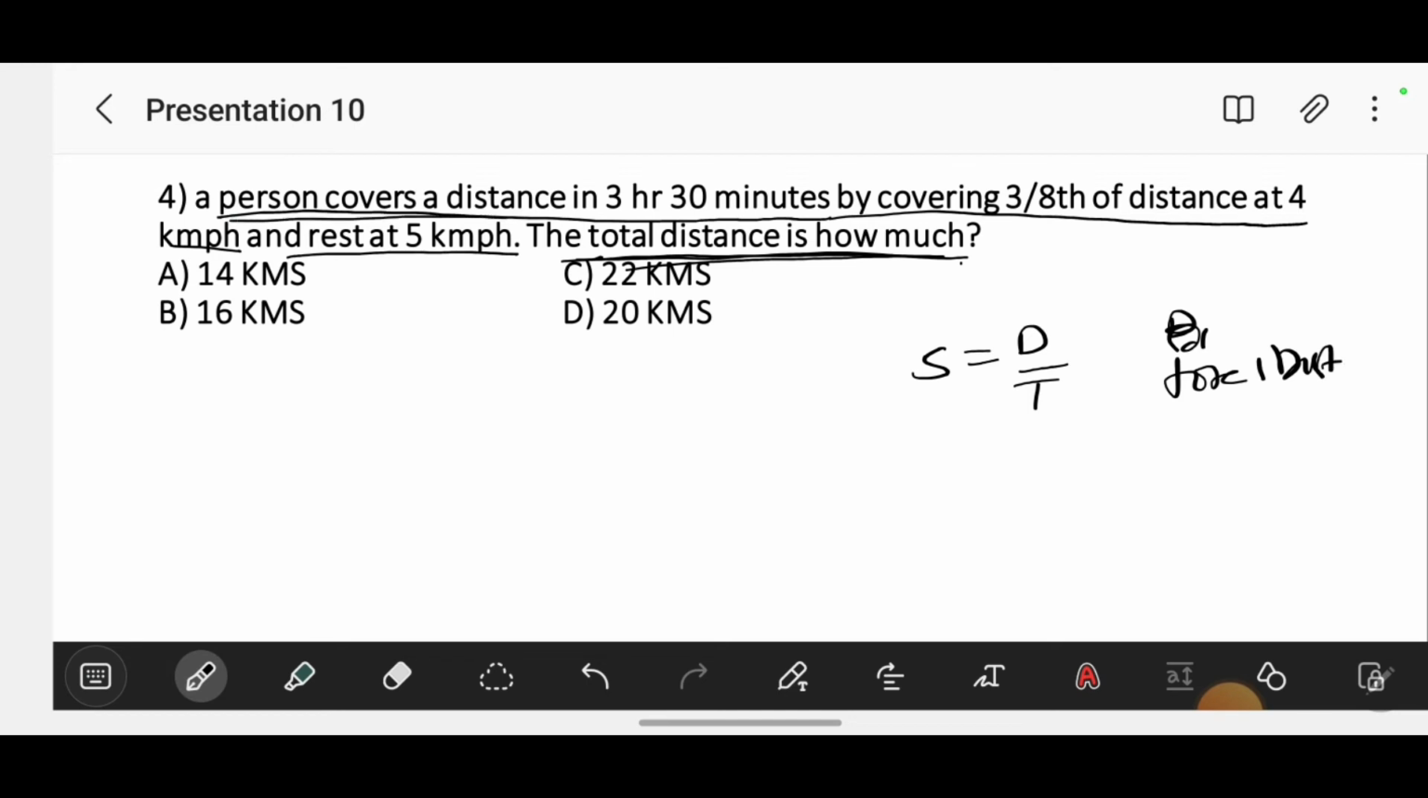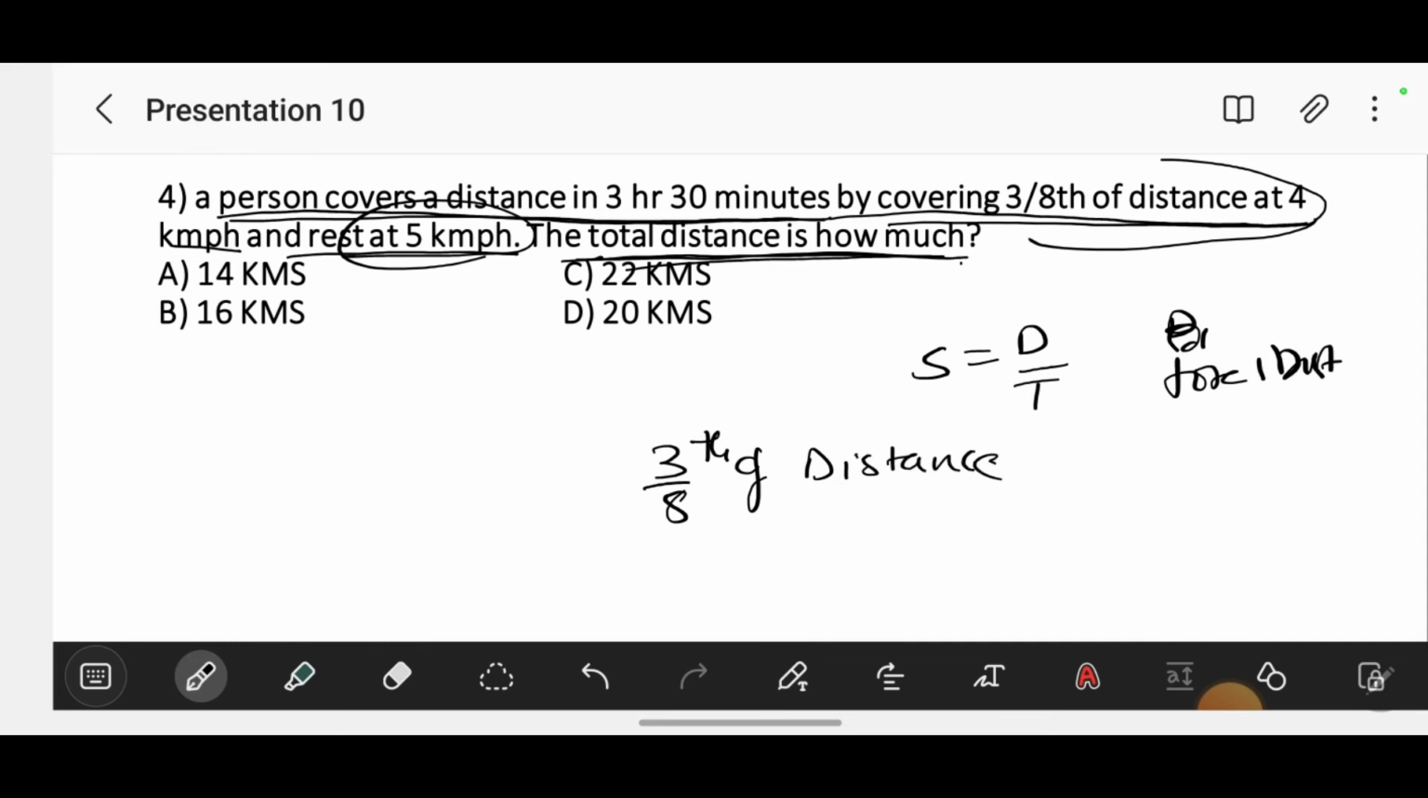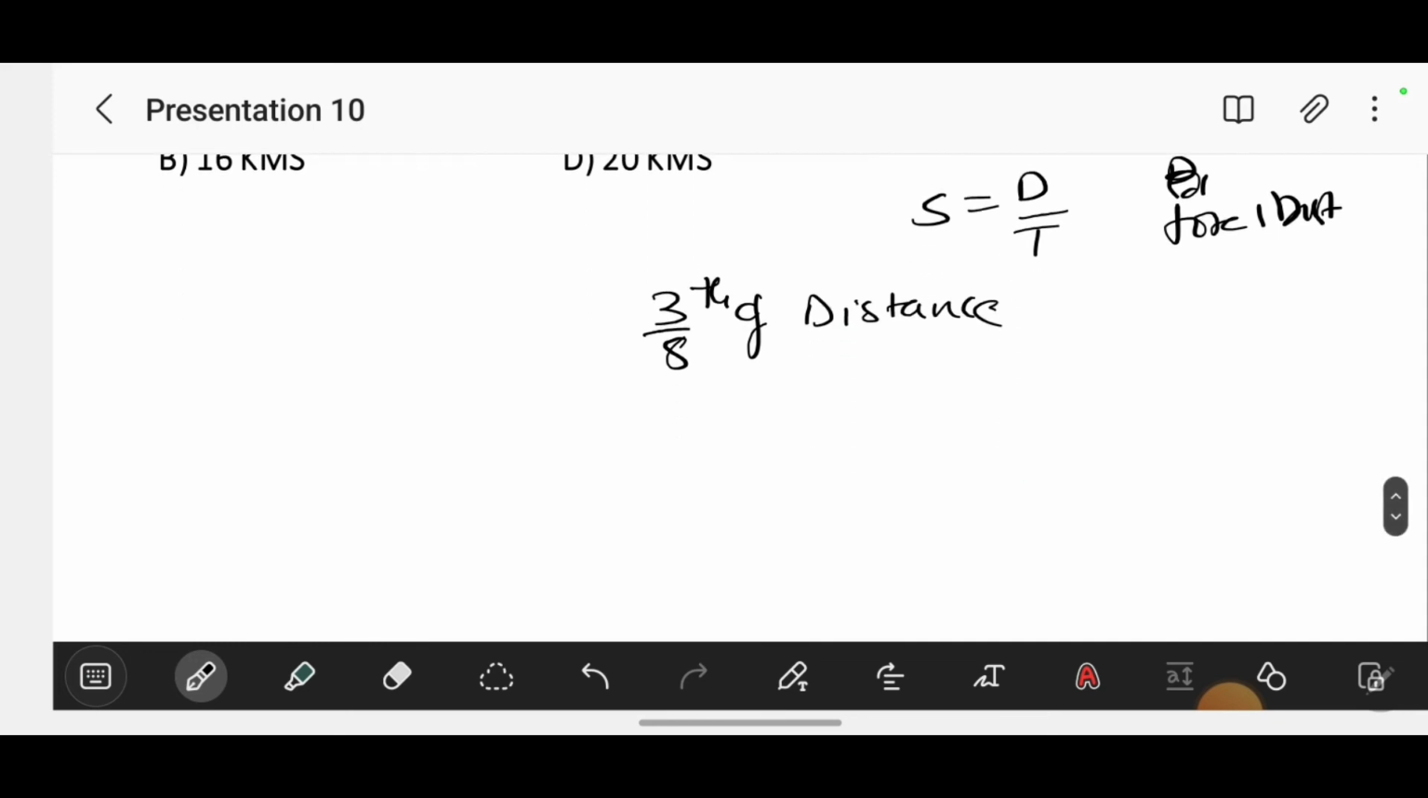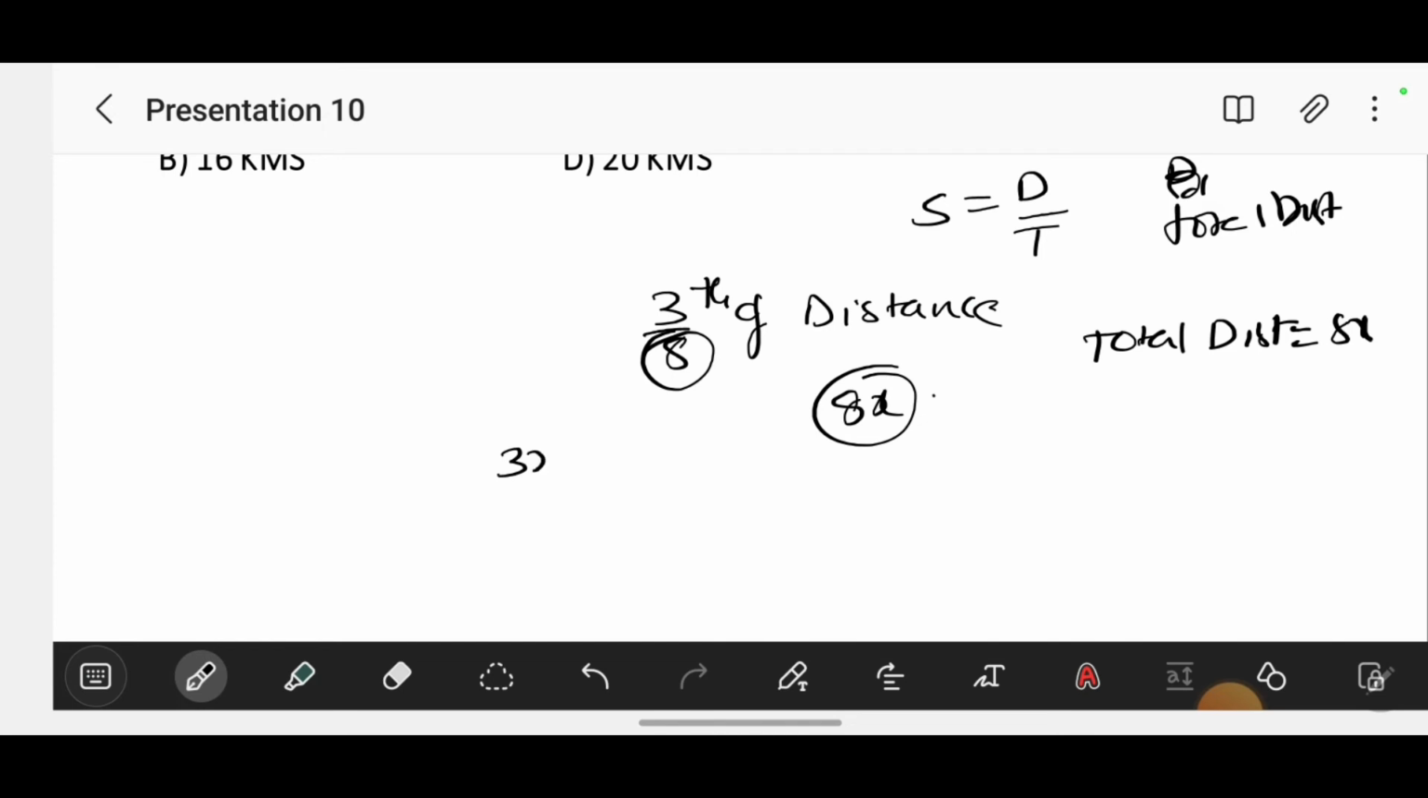See this. A person covers a distance in 3 hours 30 minutes by covering 3 by 8 of the distance at 4 kilometers per hour and the rest at 5 kilometers per hour. If you see this, he is saying 3 by 8 of distance, right? 3 by 8 of distance means you take the total distance as 8x. So 3 by 8 of the distance means first is 3x. So two parts, first is 3x, next is 5x.